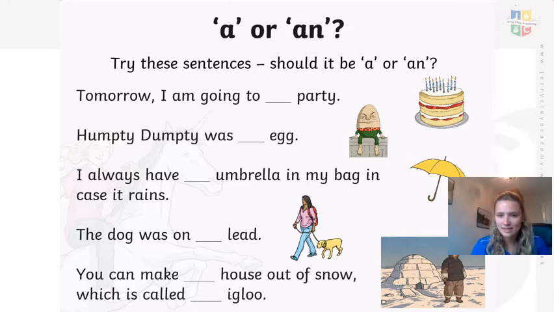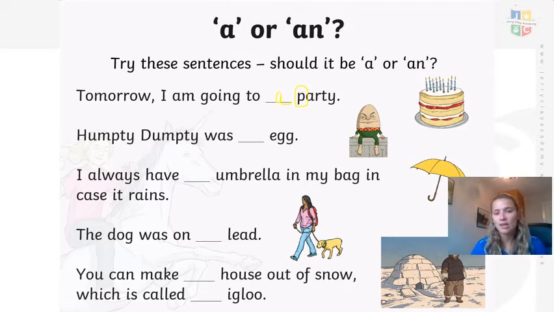Now I'd like you to have a read of these sentences and have a think of which one is correct. So tomorrow I am going to something party. Is it going to a party or an party? Now the way we can check this is have a look at the word after, where we need to put a or an. It starts with a P. I know this is a consonant, so I know that I'm going to write a. Now what you could also do is read the sentence twice and put a in the first time and an in the second time. So tomorrow I am going to a party. That sounds fantastic. Tomorrow I am going to an party. Doesn't quite work, so we can hear it straight away.